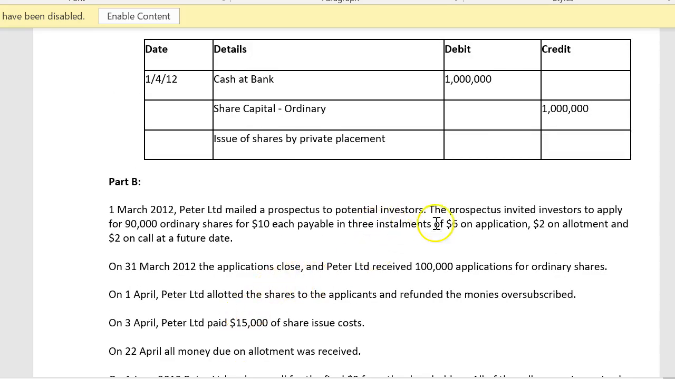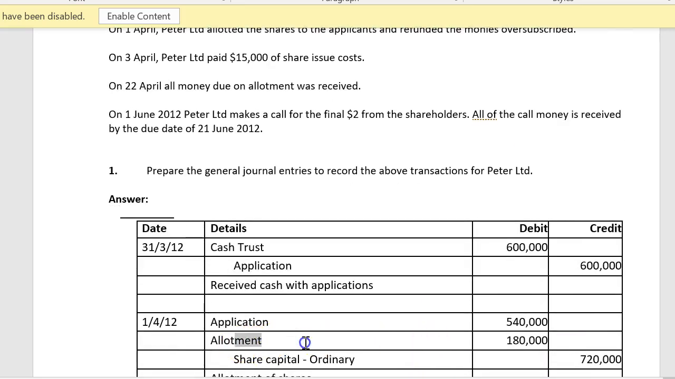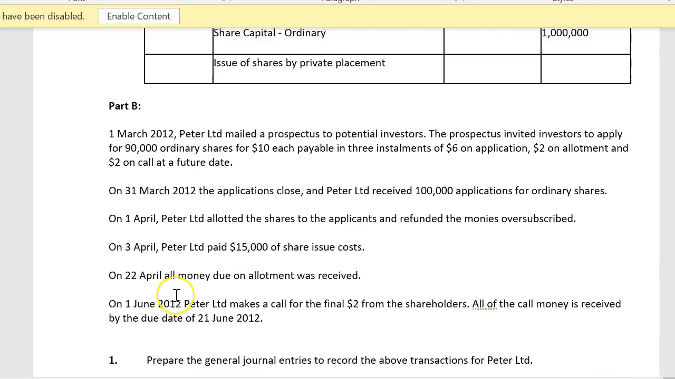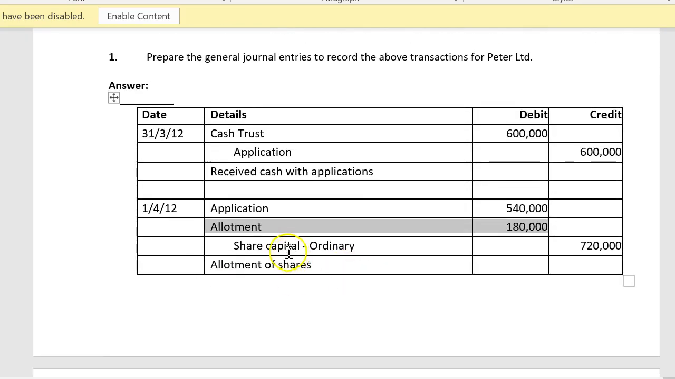And directors will call for the next installment, which is allotment. That's 90,000 times $2. That's what you see, debit allotment 180, and you credit ordinary share capital 720, the sum of these two.